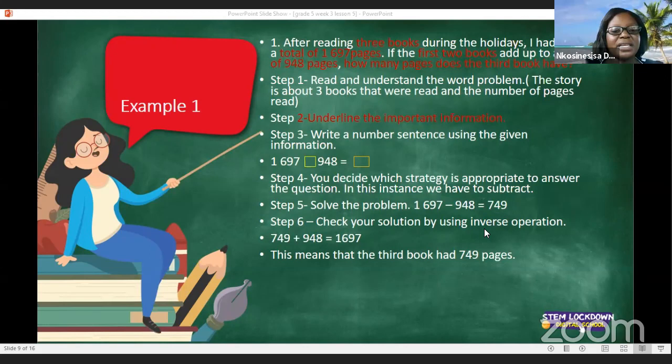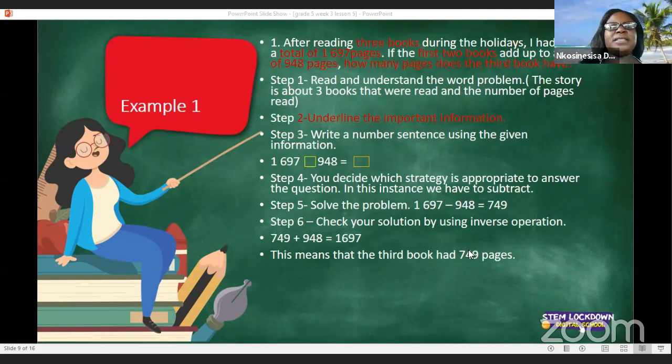Inverse operation means that if we are subtracting, you have to use plus. So how do you use the inverse operation? You take the 2 smaller numbers and add them together, and they must give you the total. Then you go back. It said that the total is 1,697. So yes, here we have the answer is 1,697 after we have checked. So this means that the book had 749 pages.